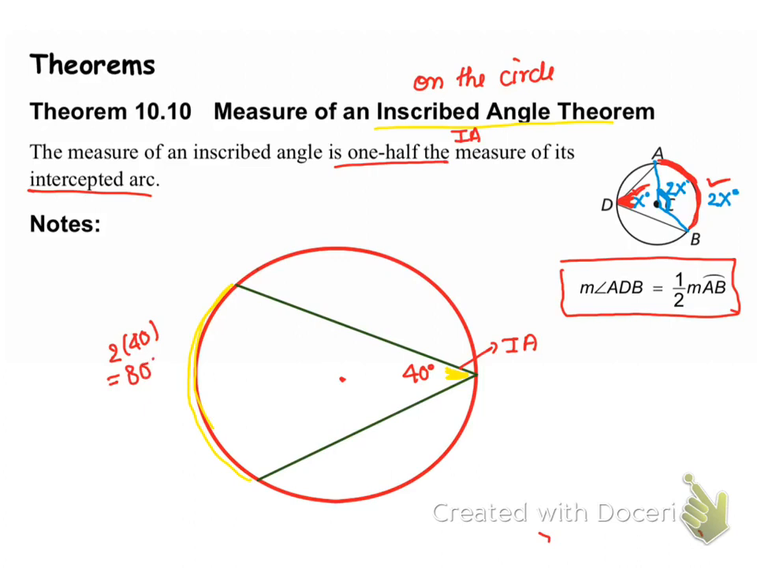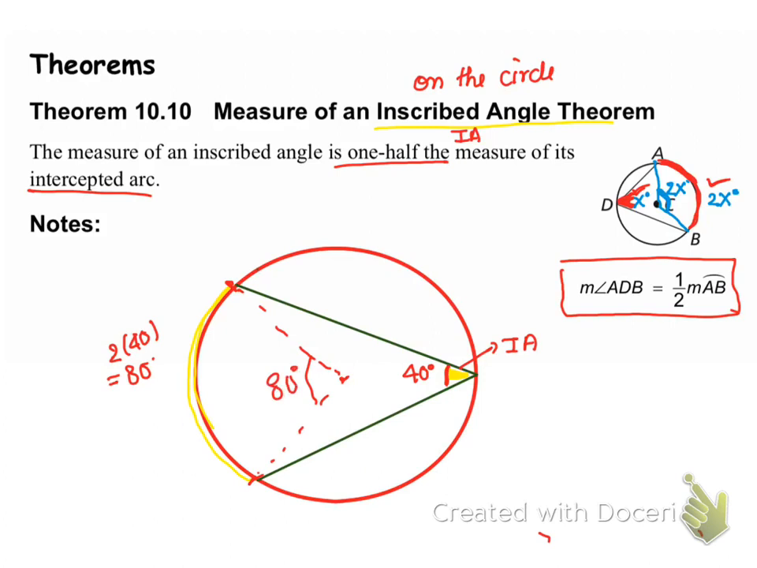And how do you know? You have to remember that the inscribed angle is always half of the measure of the intercepted arc. And how do we get that? We get it from the measure of the central angle. So it is supposed to be also 80.